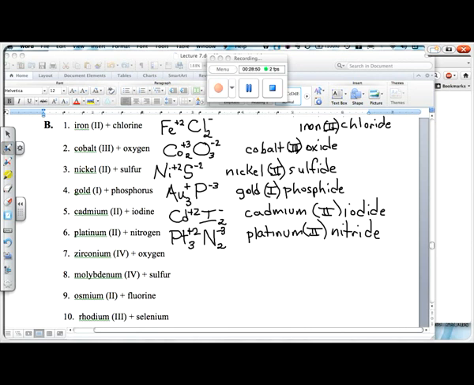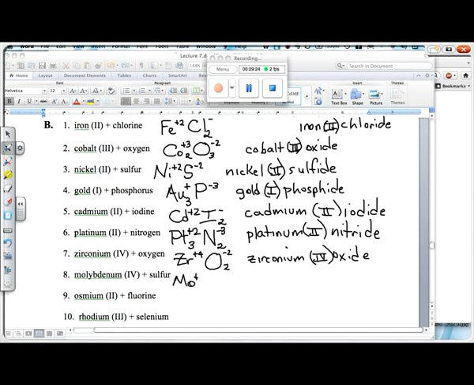Zirconium, Zr. That Roman numeral tells me it's a +4. Oxygen, 6 valence electrons, negative 2, gaining 2 to make 8. I need 2 of those negative 2s to make this side negative 4 to balance out the positive 4 on this side, and this is zirconium 4 oxide. This is the one we did in lecture 7.